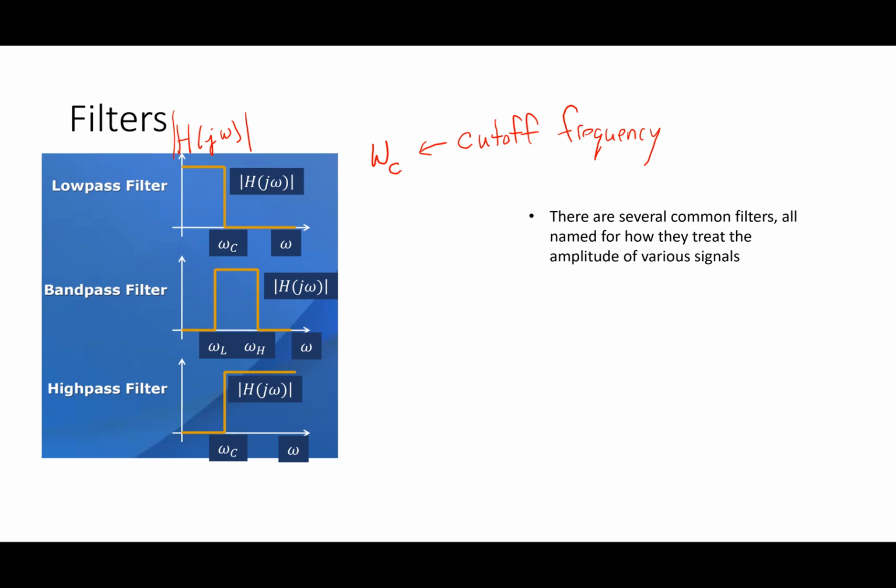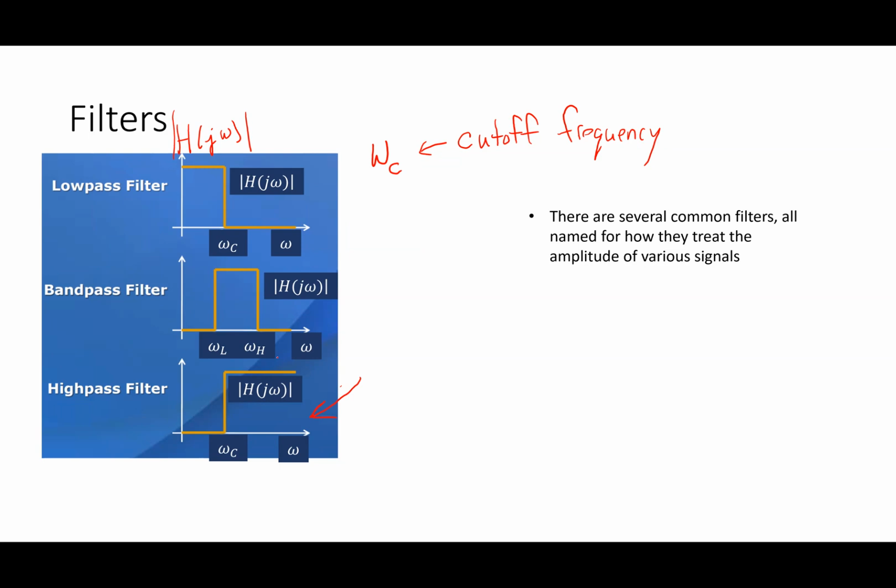Yeah, it depends on what frequencies are passed by the filter, right? So if I look at a high pass filter here on the bottom, this is saying I basically have 0 magnitude at low frequencies, and I have a magnitude of 1 at high frequencies. That passes the high frequencies. Does that make sense?